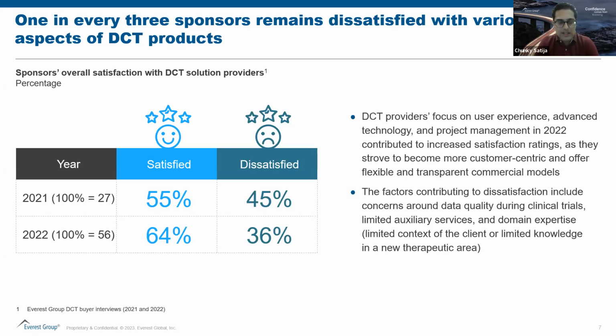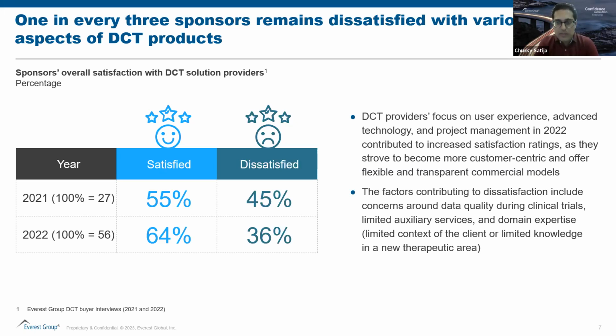Having said that, I still think it's lower than where we would want it to be. If you consider the fact that these were reference customers, and still more than a third of them were dissatisfied with their existing DCT provider, it still means that we have a long way to go. Now, the numbers are not surprising because, as I mentioned, it's a fast evolving industry. Sponsors are getting more experience in what they expect from their DCT strategy, and as a result, what they expect from their DCT provider. So all things considered, it's good to see that the satisfaction levels are increasing.